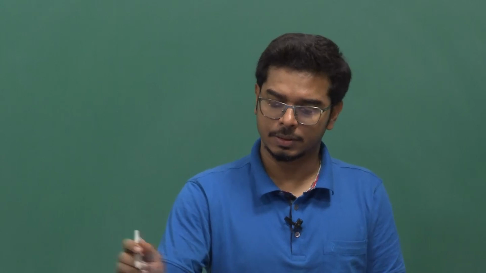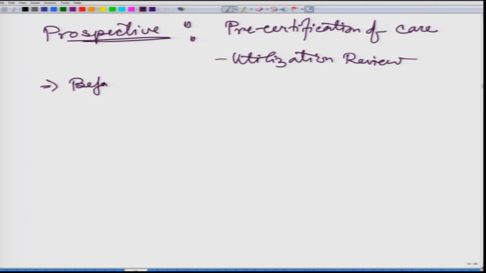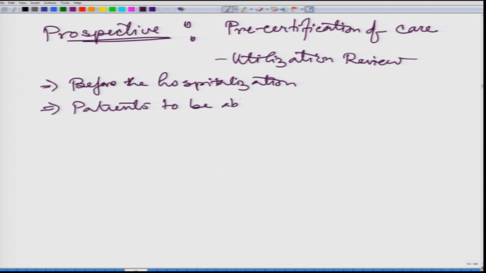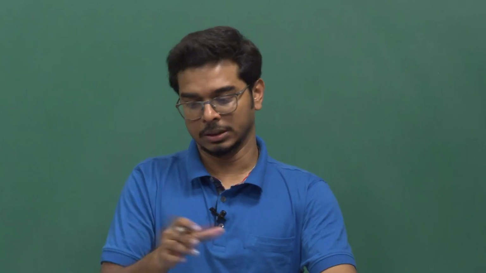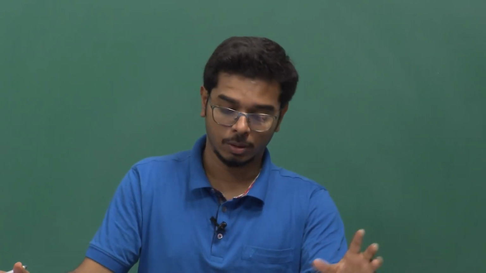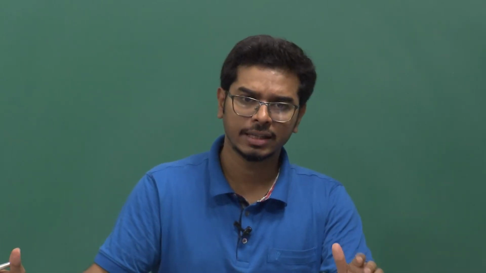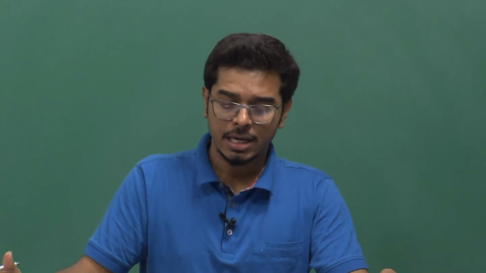And the utilization review starts before the hospitalization or starting of the medical care, and patients are able to access as long as they are members of PPOs or HMOs. Access the healthcare. Yeah, so under pre-certification or utilization review, it is also checked for how long the patient has been under this particular scheme, how long they can avail the treatment, what facilities they have availed, and all this. So this is the prospective, before the treatment starts.